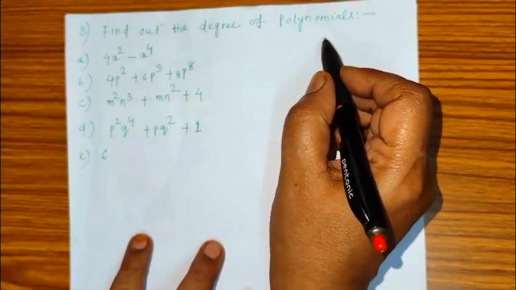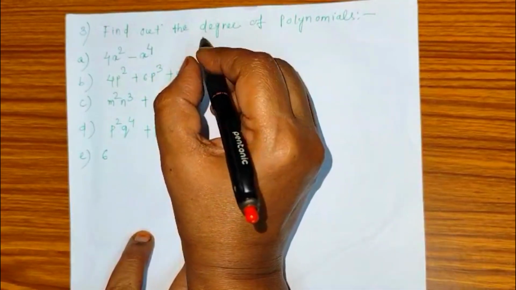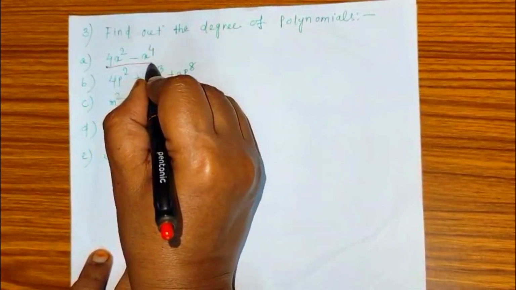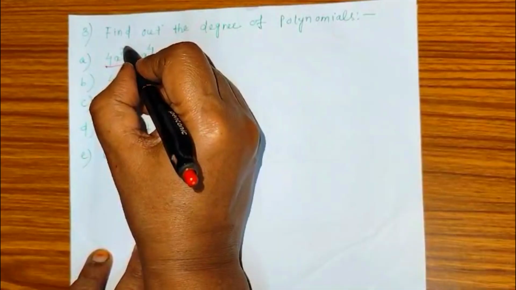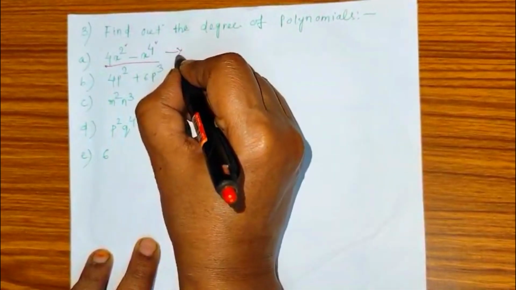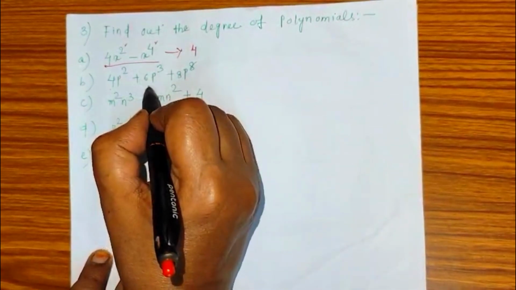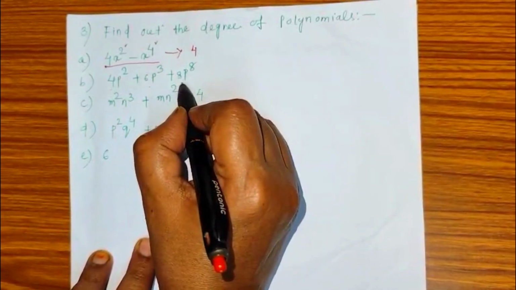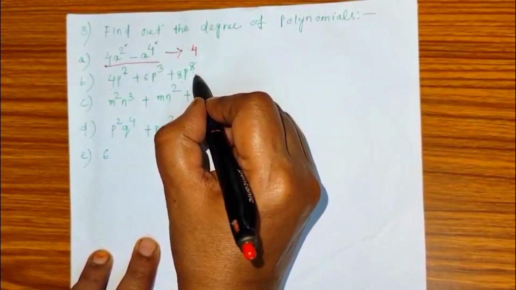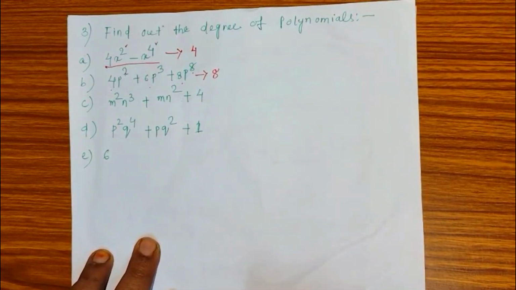Find out the degree of polynomials. See here, I said before, the highest number you have to take as degree of polynomial. In this case, 4x square minus x4. Here the power is 2 and 4, but the highest power is 4. So here the degree of polynomial is 4. 4p square plus 6p cube plus 8p8. Here the powers are 2, 3 and 8. So you have to take the highest power, that is 8. So the degree of polynomial is 8.